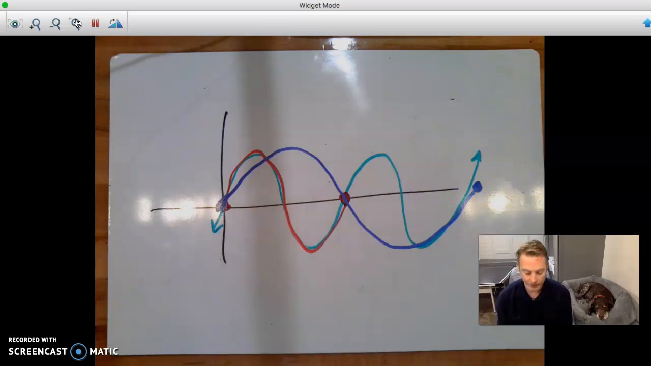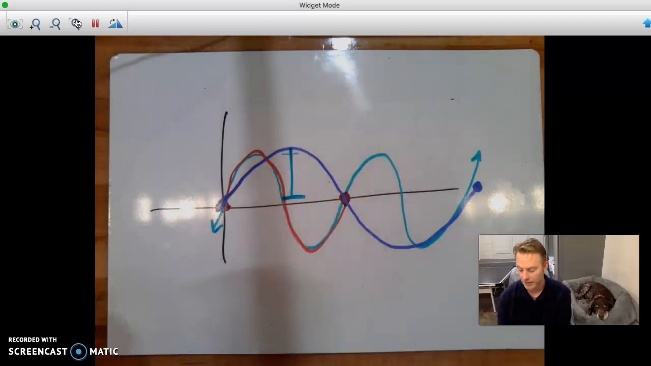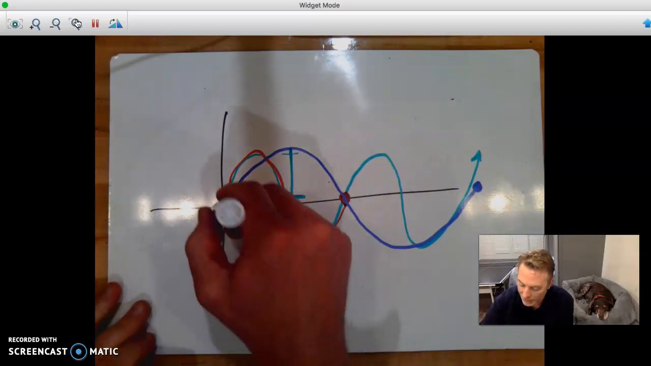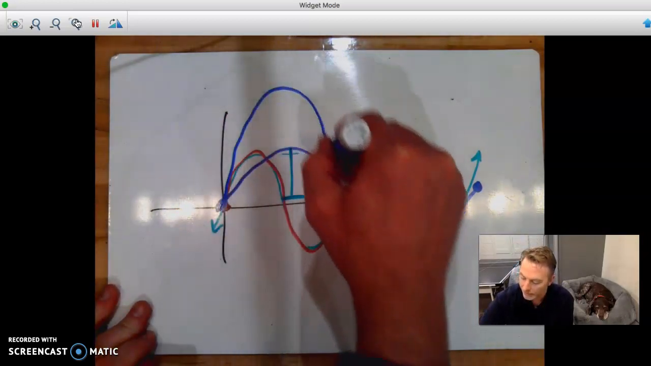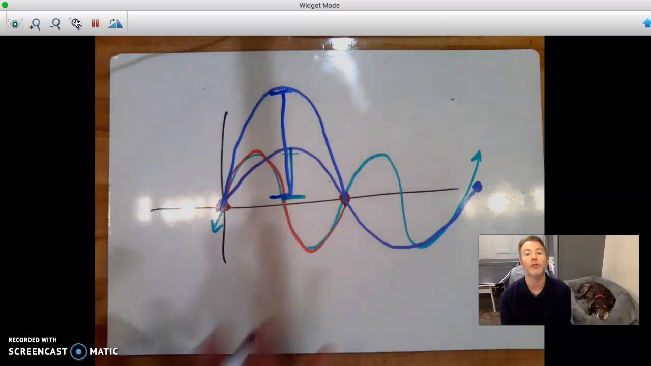In the last lesson we talked about amplitude, that's this height, the distance from the midline to its maximum. Amplitude is important in sound waves also because as we increase the amplitude, let's say we made this a bit higher, so we increase this distance, the volume increases.